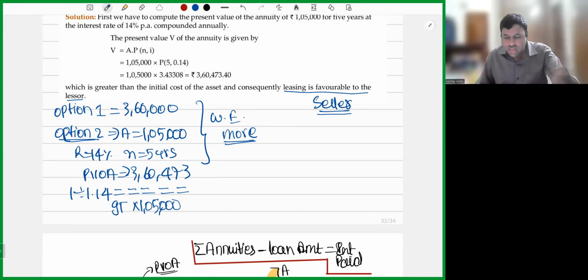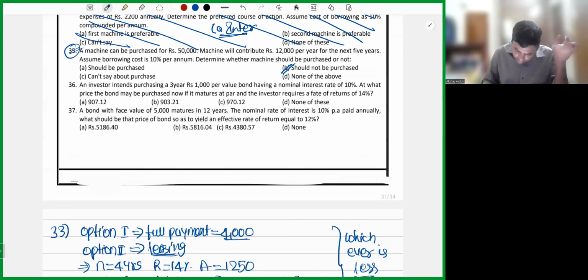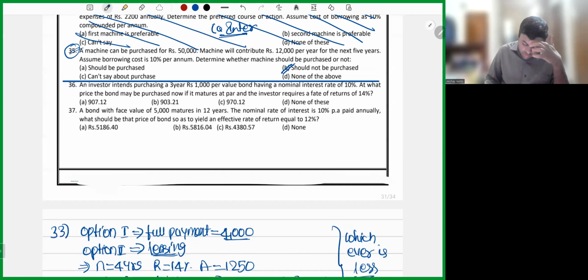If you are giving the asset, whichever is more. Simple. Don't complicate. Okay, so that's all regarding leasing. Now, sir, what about this 36th and 37th sum? So 36th and 37th one, they are based on valuation of bond.